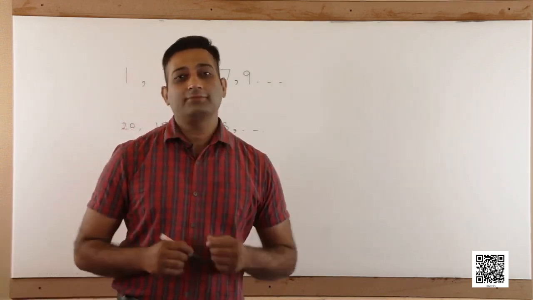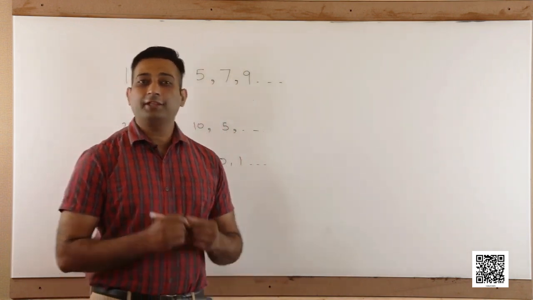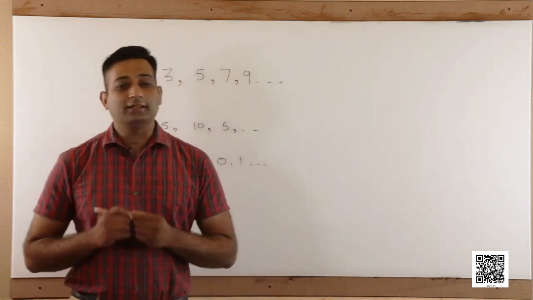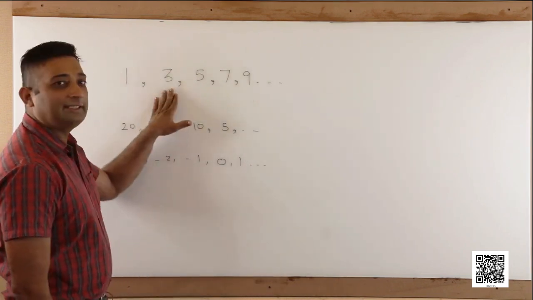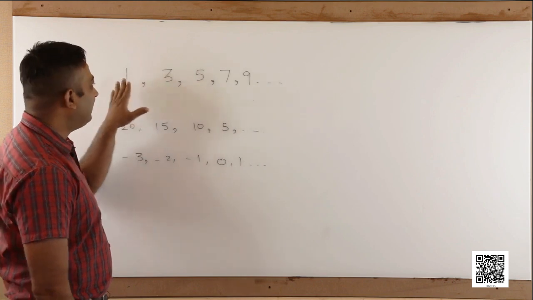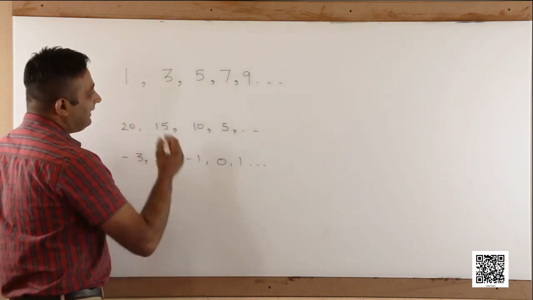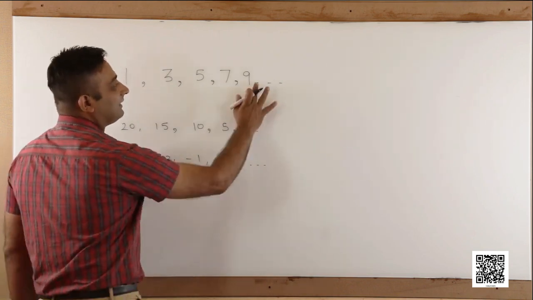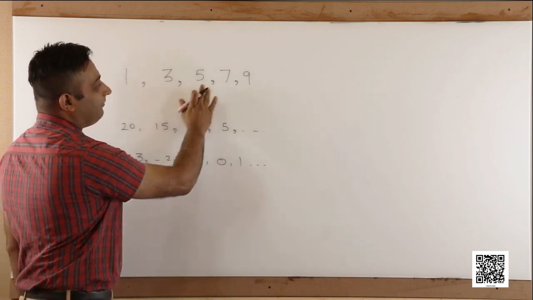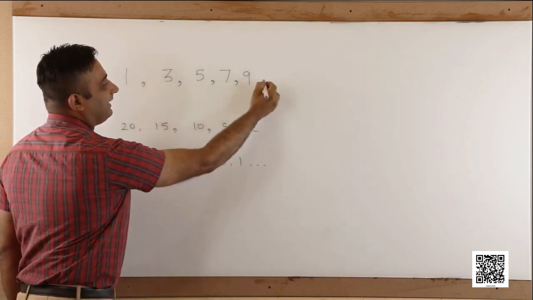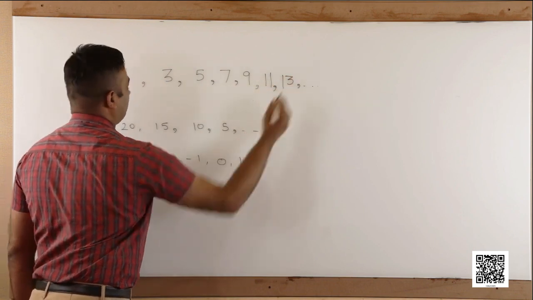In all these lists, we can see that the succeeding term can be obtained by adding a fixed number to the preceding term. In the first list, each succeeding term is obtained after adding 2 to the preceding term. So you can easily guess the next terms after 1, 3, 5, 7, 9: the next term will be 11, then 13 and so on.